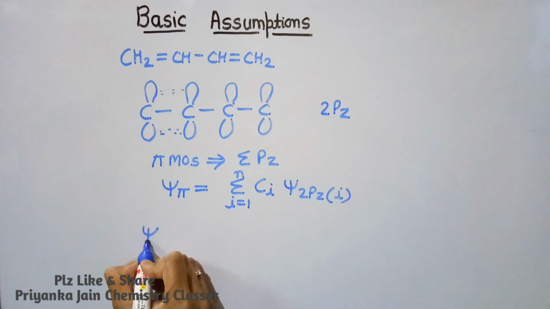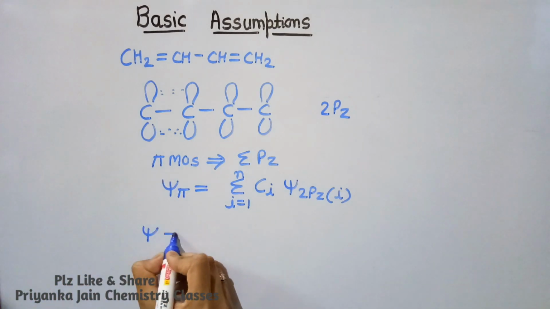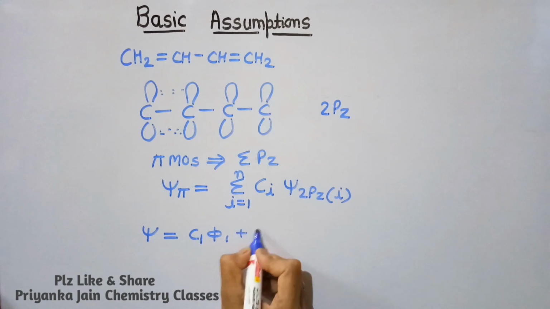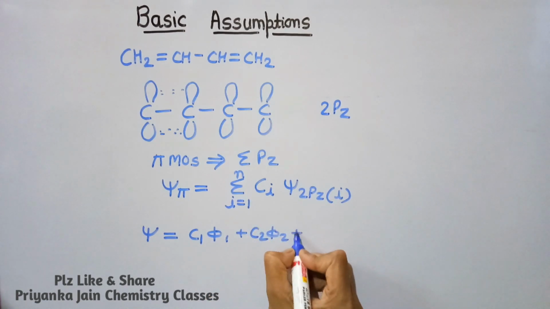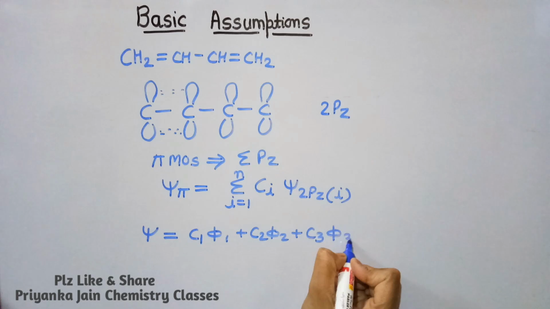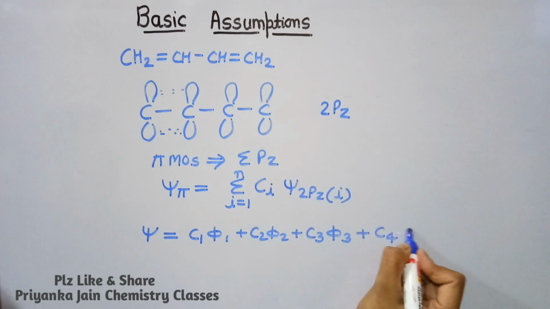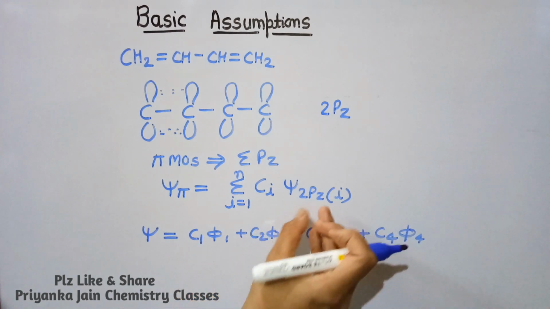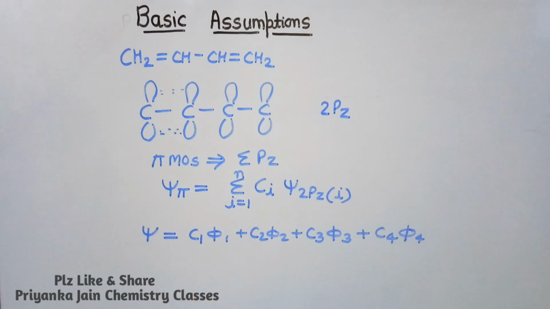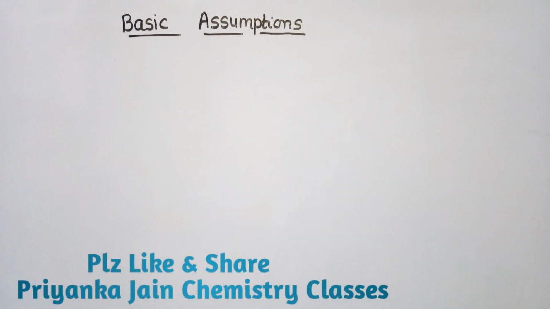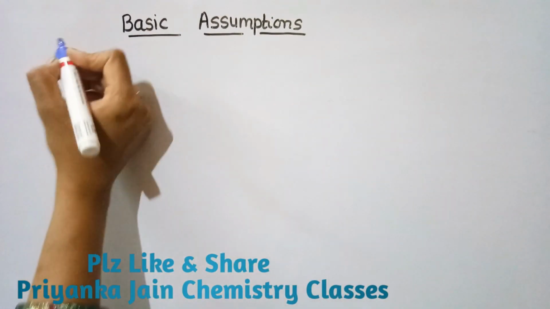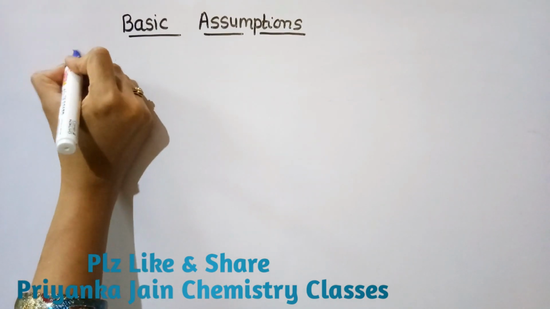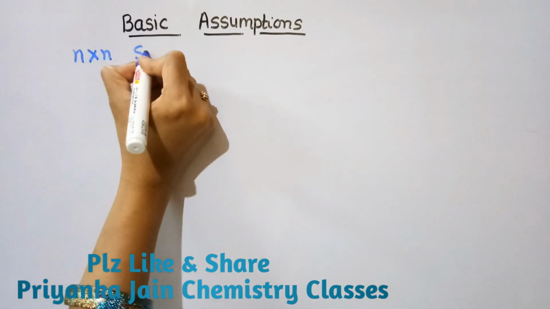So here we can write that for this molecule the wave function will be a linear combination in this way: C1 phi 1 plus C2 phi 2 plus C3 phi 3 plus C4 phi 4. Here these phi 1, phi 2, phi 3, phi 4 are the wave functions for these pz orbitals. So for an n carbon atom system, where n is the number of carbon atoms, whatever the number of carbon atoms, we have to take an n into n secular determinant.